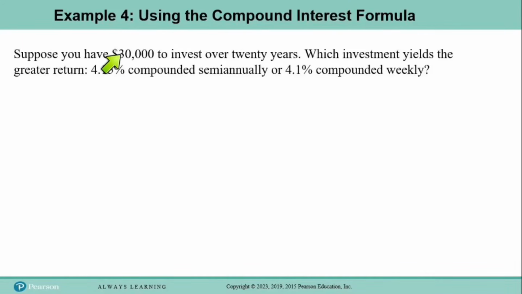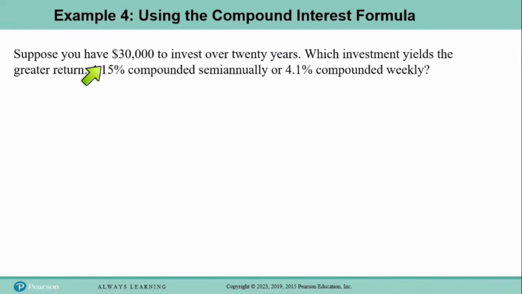Okay, now in example 4, we're going to compare 2 different investments. So it says, suppose you have $30,000 to invest over 20 years. Which investment yields the greater return? Would you rather have 4.15% compounded semi-annually, that's twice a year, or would you rather have 4.1% compounded weekly?